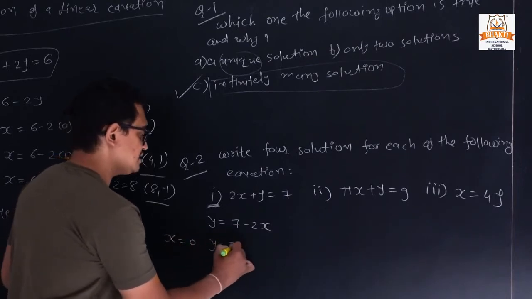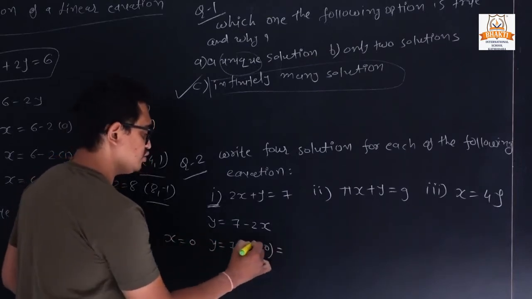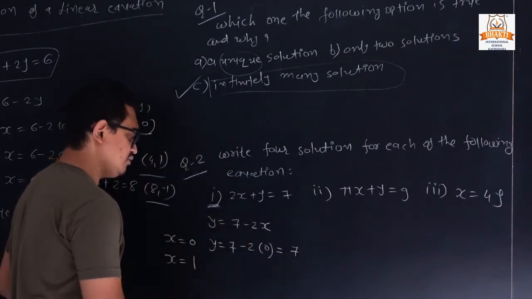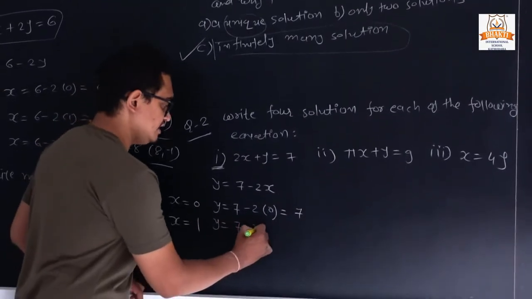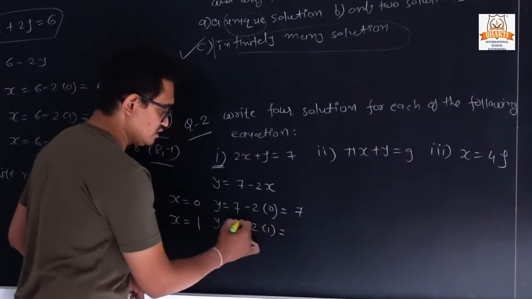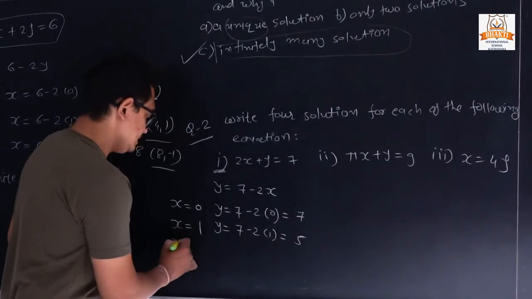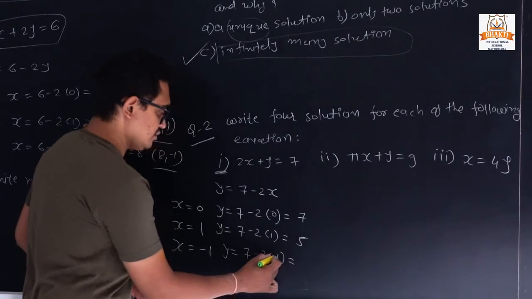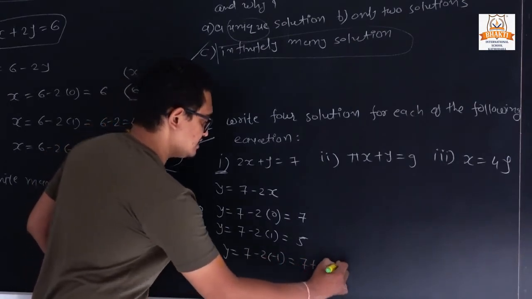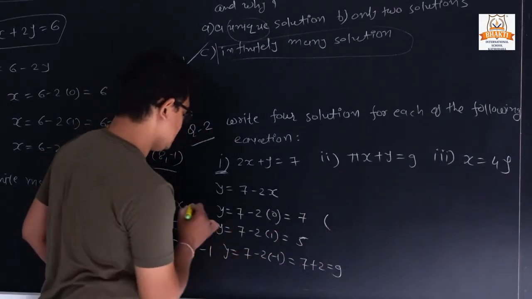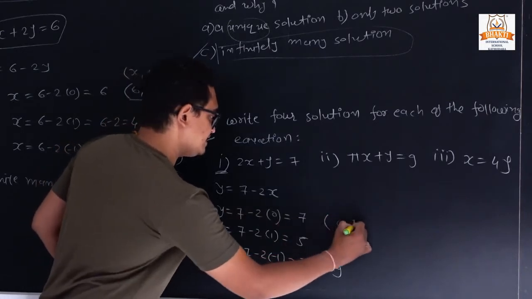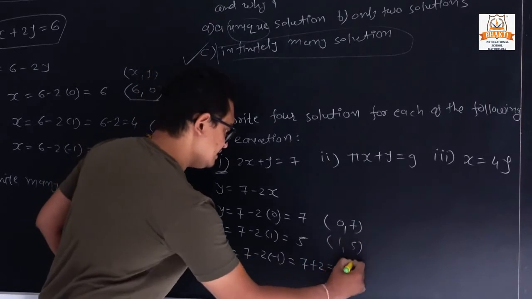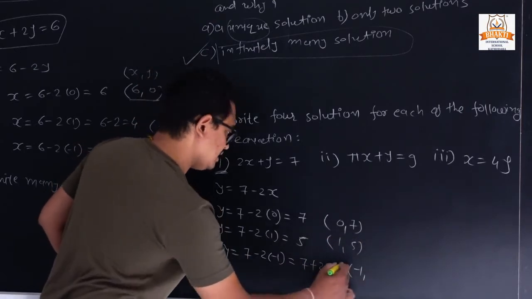So now we will put x is equal to 0. So y is equal to 7 minus 2 in bracket 0. So 2 into 0 is 0. So the answer is 7. Then x is equal to 1. So 7 minus 2 in bracket 1. So 2 1s are 2. 7 minus 2 is 5. Then put minus 1. So minus minus becomes plus. So the answer is 9. So what is our first solution? x is 0, then y is 7. Then 1 comma 5. Then minus 1 comma 9.